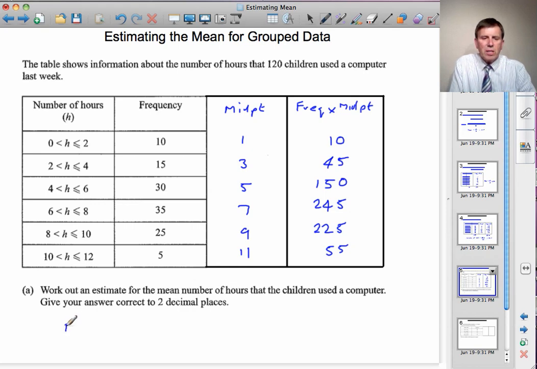Now our estimate of the mean is going to be the sum of this column here divided by the sum of the frequencies. Well, the question told us there's 120 children involved, so that's the sum of the frequencies. So I need to add up these numbers here. 5, 10, 15, 20, carry the 2, 2 and 5, 7, 8, 9, 9 and 4 is 13, 18, 22, 23. Carry the 2, 3, 4, 5, 6, 7. So it's 730 divided by 120.